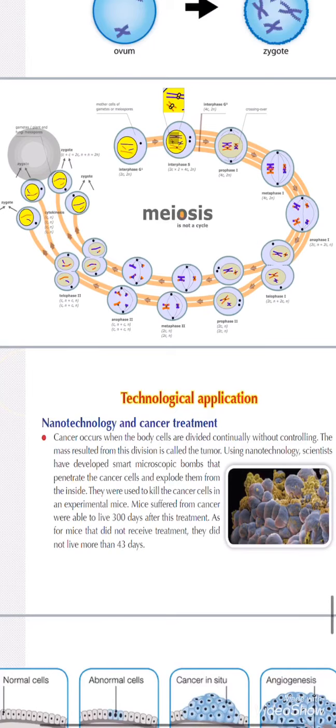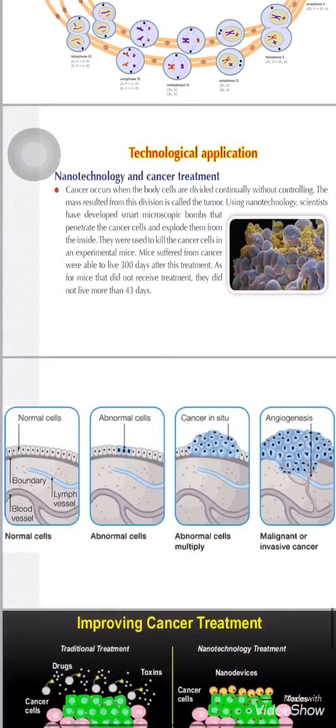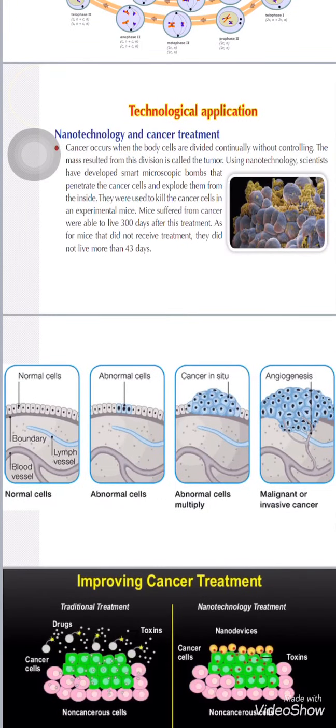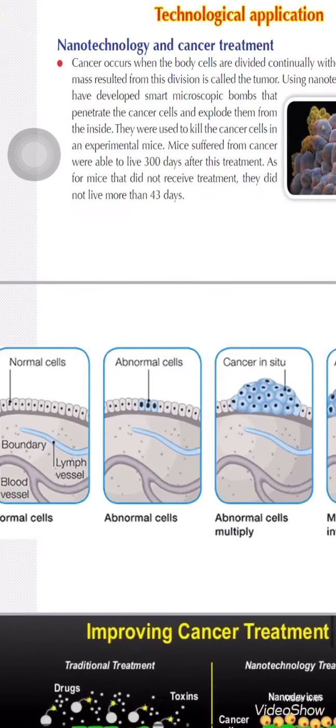In this part, we will talk about cancer. What do you know about cancer? As I said in the first part of the lesson, the cell takes 90% of its lifetime in the interphase stage. What does it do in the interphase stage? It prepares itself for the cell division by doing certain biological processes, and it duplicates its DNA.